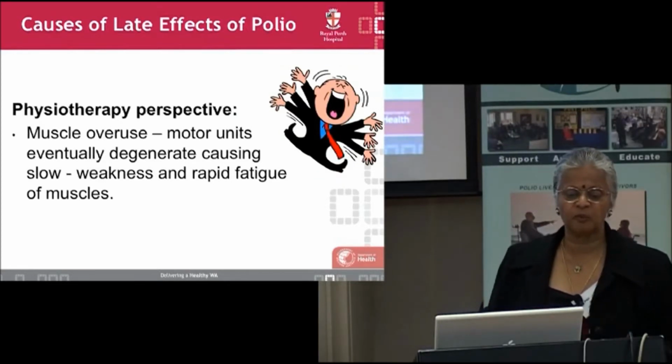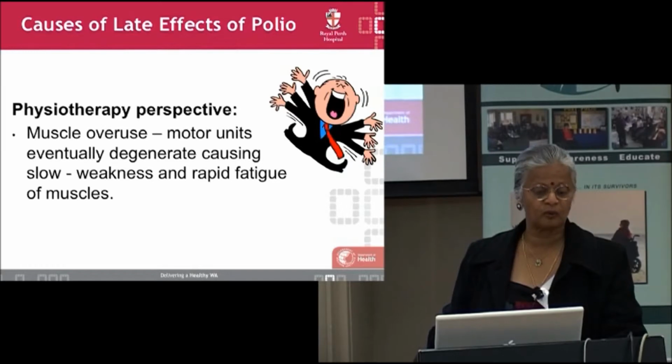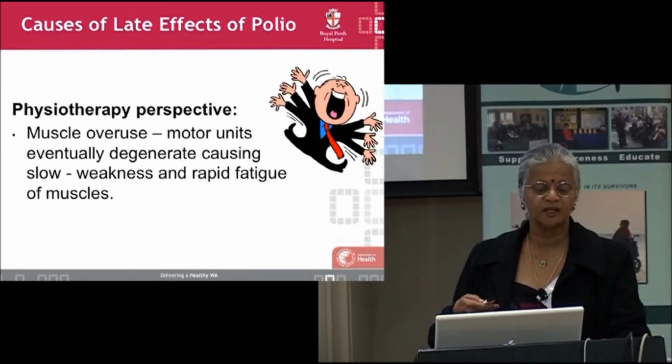Causes of late effects of polio from a physiotherapy perspective. We think the late effects of polio, from our perspective of muscles, joints, and brain, come from muscle overuse. Your motor units eventually degenerate, causing slow weakness and rapid fatigue of muscles.